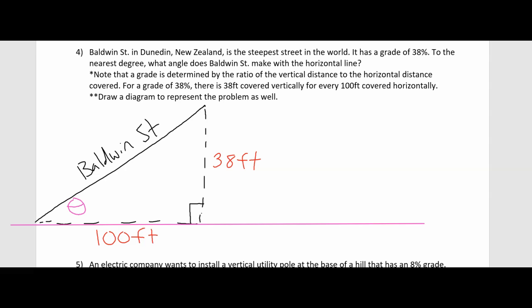So think about what type of trig we need to use to find theta. Pause the video, see if you can figure it out, and make sure you round to the nearest degree. Okay. 38 feet, that is the opposite side compared to theta. 100 feet is the adjacent side. So it looks like we should be using tangent again. So tangent of theta is equal to 38 over 100.